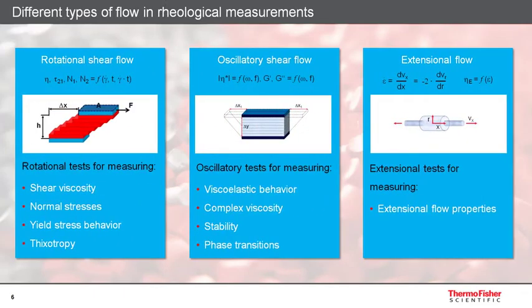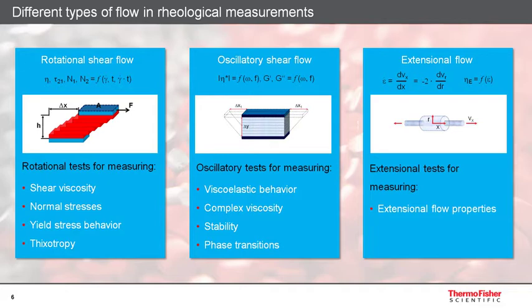Rheological measurements are usually carried out by applying either a rotational, an oscillatory, or an extensional flow field. Rotational tests are used for measuring the shear viscosity, normal stress differences, as well as yield stress or thixotropic behavior of a material. Oscillatory measurements can be used to investigate viscoelastic behavior, measure the complex viscosity, or to investigate the stability of a material and to determine phase transition temperatures.